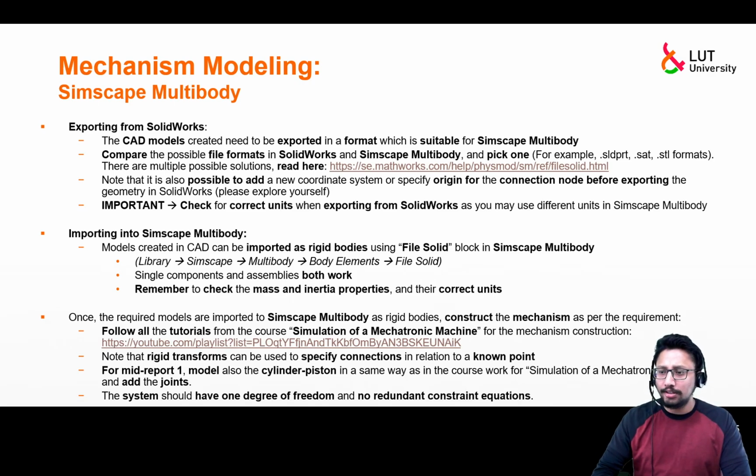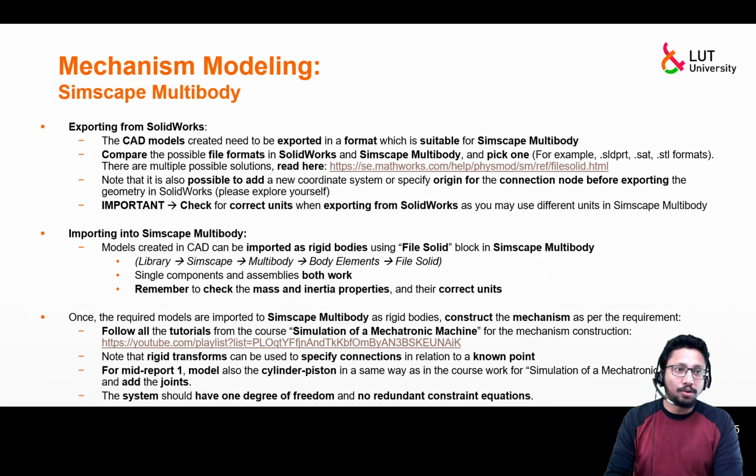All the joints, what joints need to be used, it's you who needs to decide that, such that the overall degree of freedom of the mechanism remains 1 and there are no redundant constraints. More about redundant constraints, you can follow tutorial 2, tutorial 5, you can find the details there.